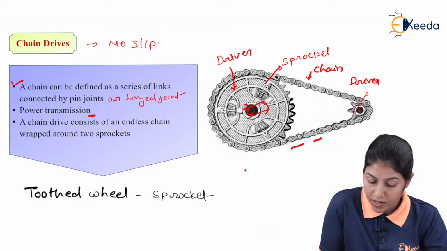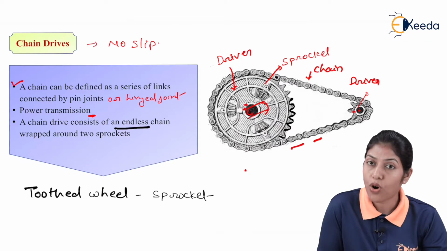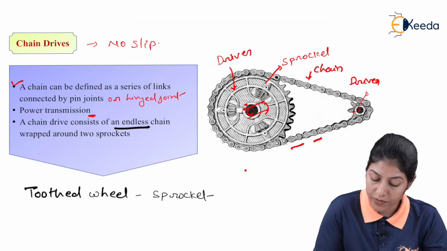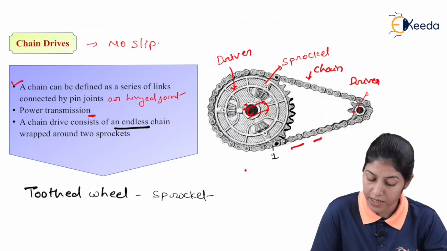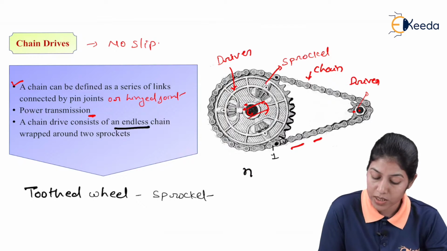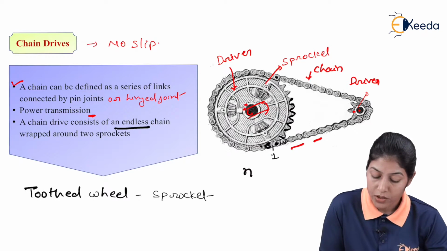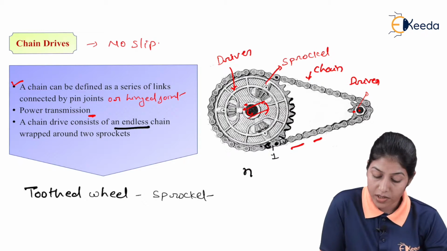And here this chain is endless. Chain we can define as an endless arrangement of a number of links. If we consider this is the first link and this is the starting end of this link, from this end the second link is connected, and from the second link the third link is connected. And if we consider n number of links, this nth link will connect with the first link at this end point. So we can say this chain is an endless chain.